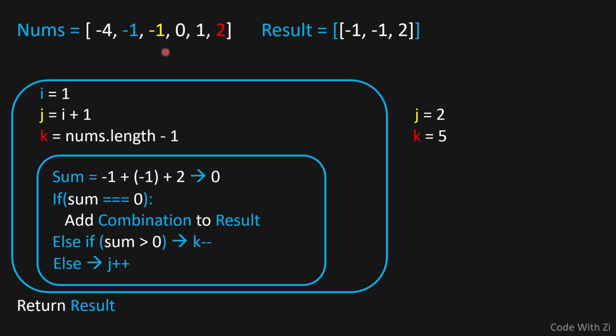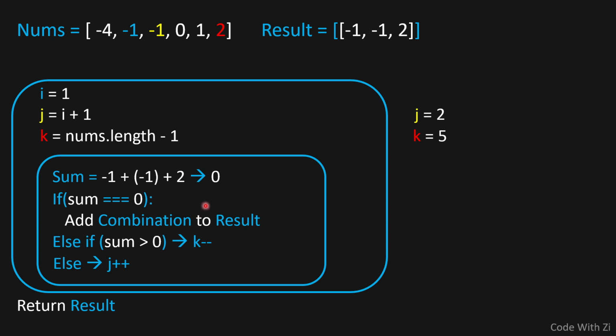So we just added our combination to our result. But what should we do now? We're currently inside this if statement, and we just added our combination to our result, but we still need to decrement k and increment j to keep on looping and to look for other combinations. Because think about it, we just added the combination that was equal to 0 to our result. But this doesn't mean this is the only combination. We might have other ones, and we gotta check with the different values of i, j, and k.